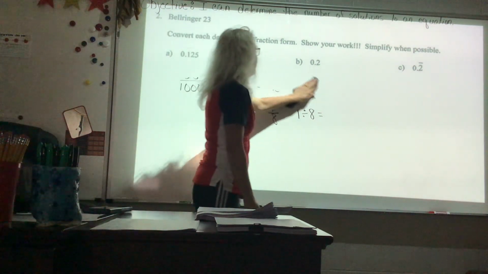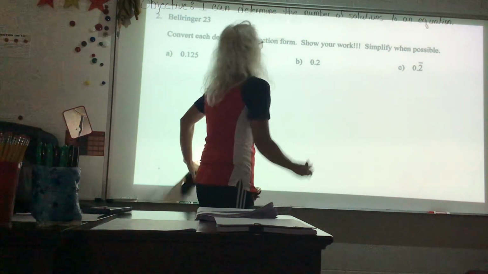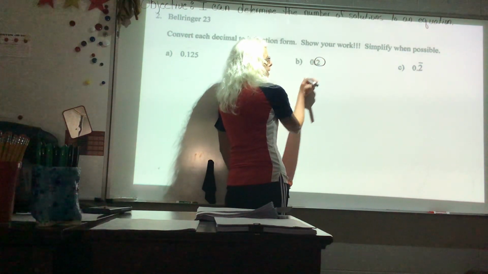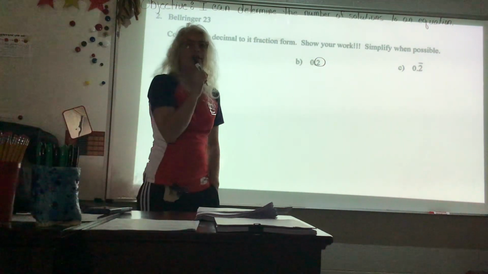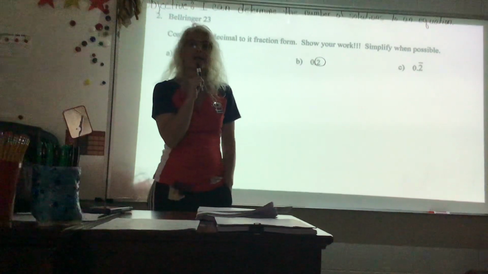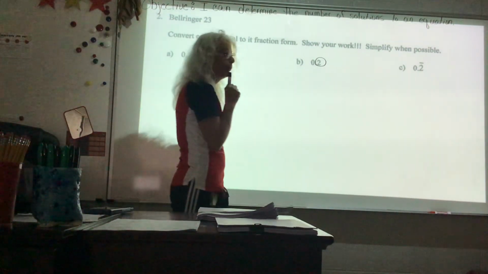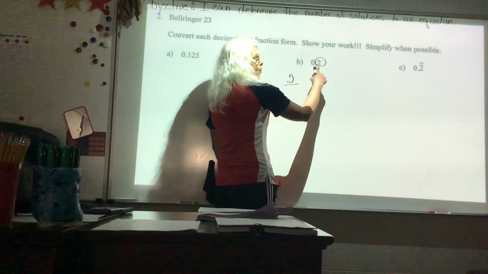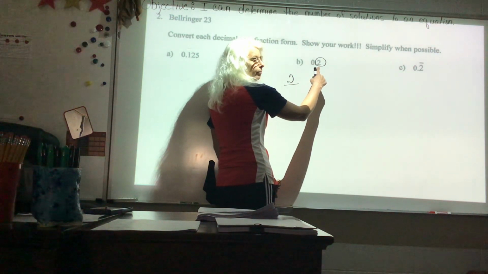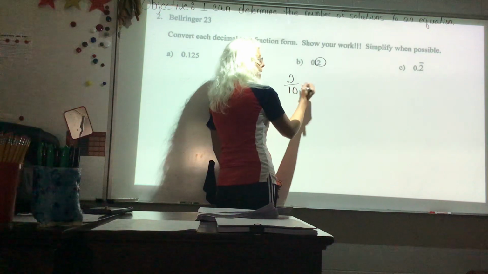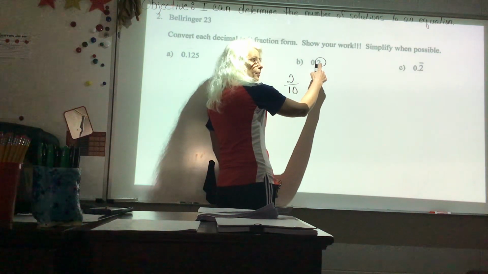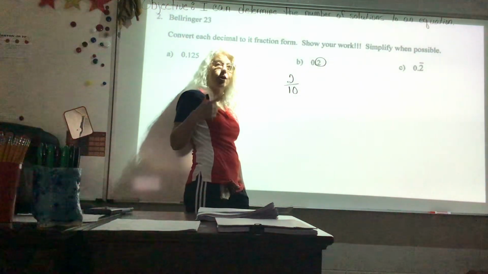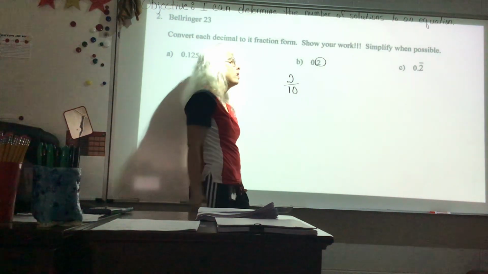Okay, problem B. Put your pencil on the decimal and circle everything to the right of it. Are we going to use the numbers to the right of the decimal as the numerator or the denominator? Numerator. And what place value is the 2 in? Tenths. And how many digits are to the right of the decimal? 1. And how many zeros did I use? 1. So that way, if you don't know your place values, this will help you out.